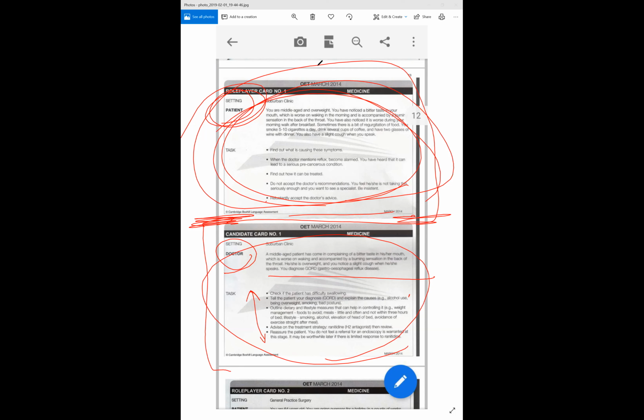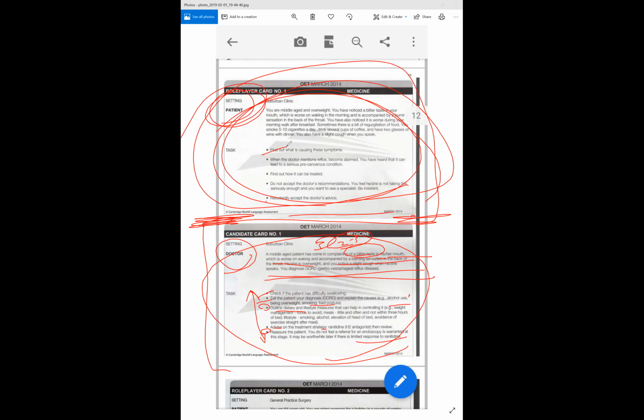You will read: middle-aged patient complaining of symptoms for 2 days, or whatever, and you will finish this. Then you will have only 2 to 3 minutes to read. You check the patient's difficulty, you diagnose gastroesophageal reflux disease, alcohol use, bad smoking, bad posture, outline the dietary and lifestyle measures, advise on treatment strategy, Ranitidine, H2 antagonist, and reassure the patient. Here, the interlocutor will take his role.